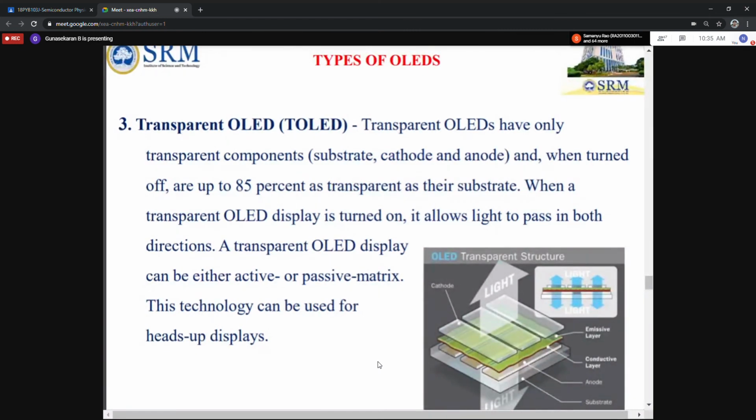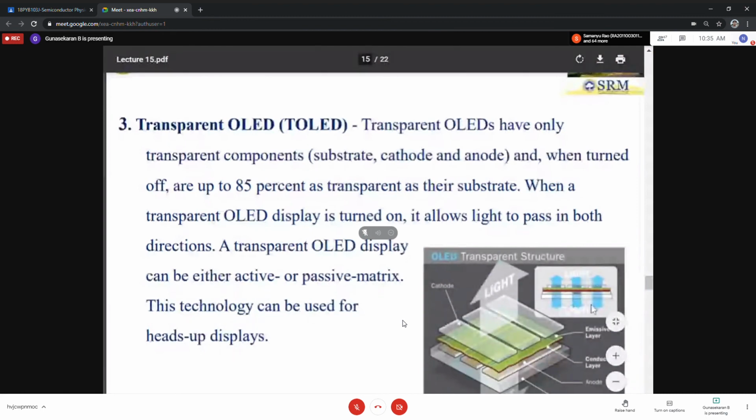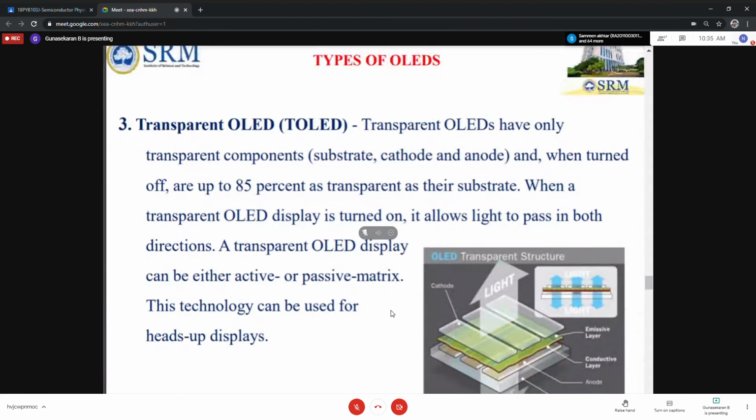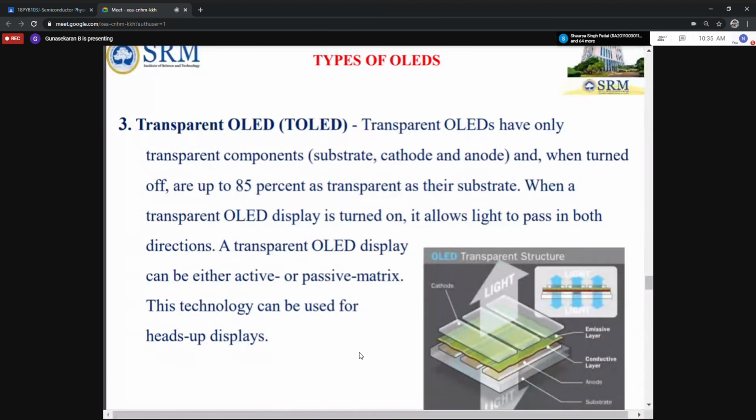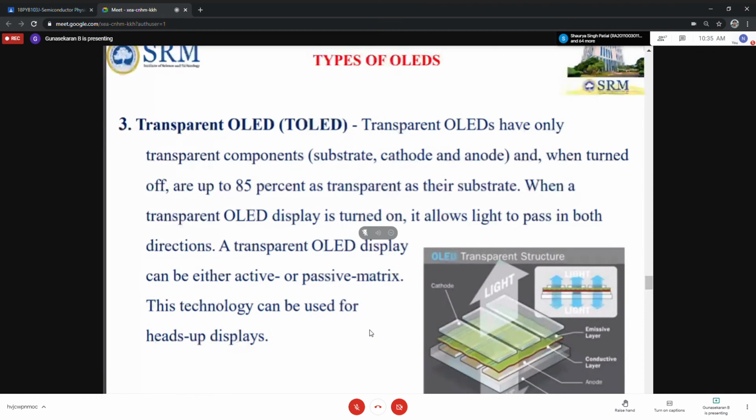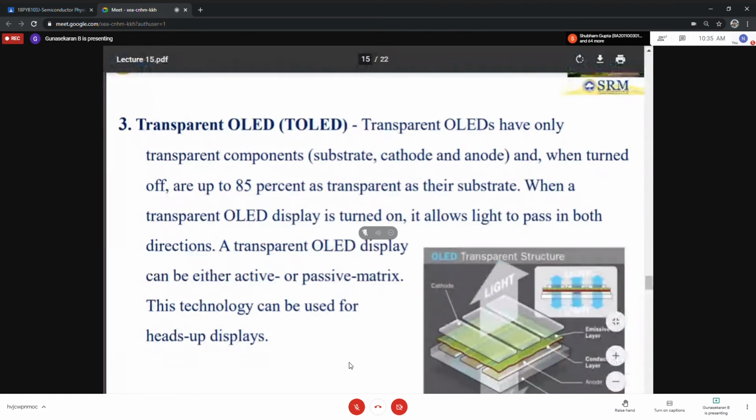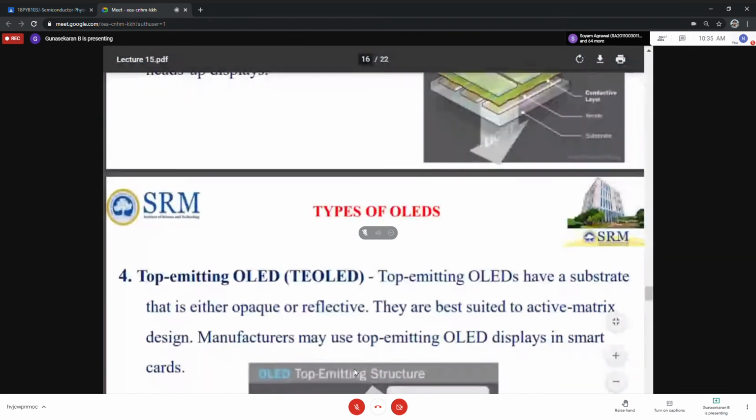See here, the light rays are coming from the bottom and the light rays are coming from the top. So the next one is either top or bottom. That is the next type. The fourth type is top emitting, where the light comes only from the substrate to the top. So that is your next OLED, the top emitting OLED.